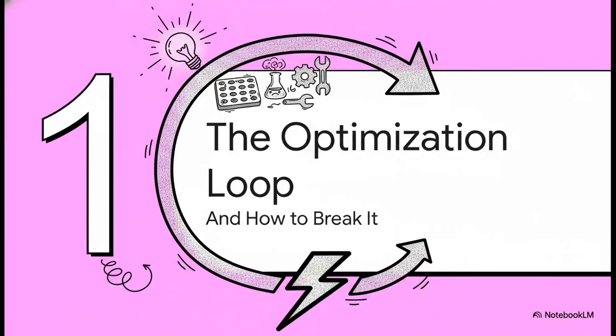This cycle of fixing one problem only to create a brand new one is so common it actually has a name, the ELISA optimization loop. It feels like you're making all these changes, but really, you're just running in place. So let's talk about how we can break that loop for good.